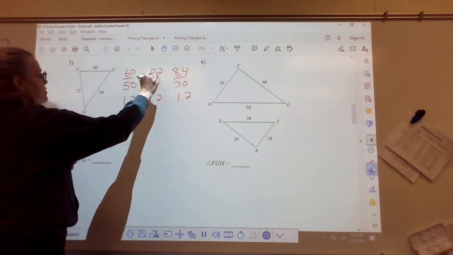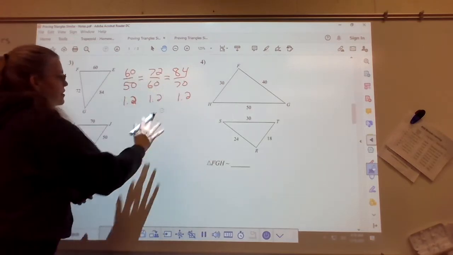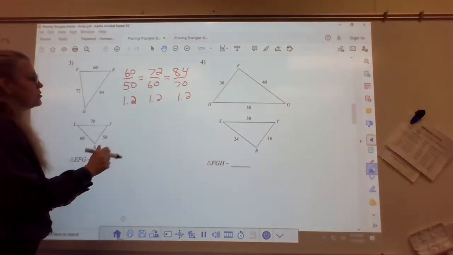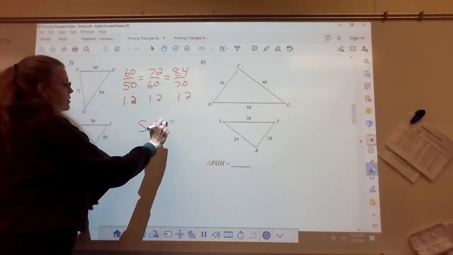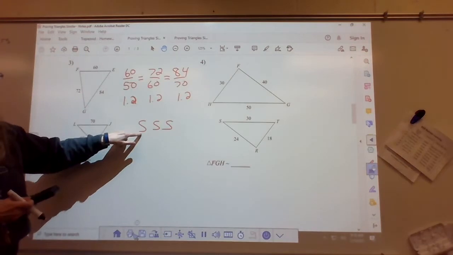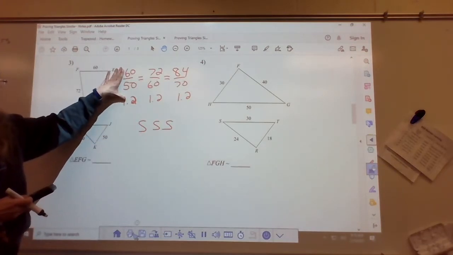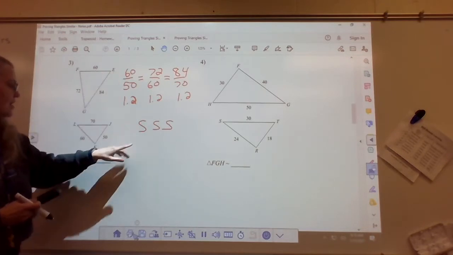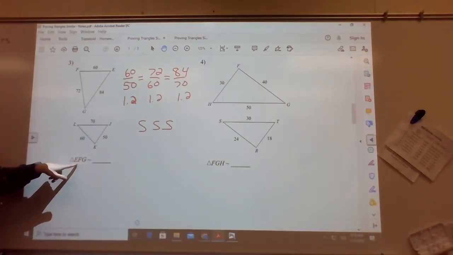So every single one of these fractions gives me the same value. So this triangle is proportional. So I can say that I use side, side, side. Now, if you're using side, side, side, I have to see this work because you've got to prove that it was actually proportional. Now I'm going to go ahead and write the congruence or the similarity statement.